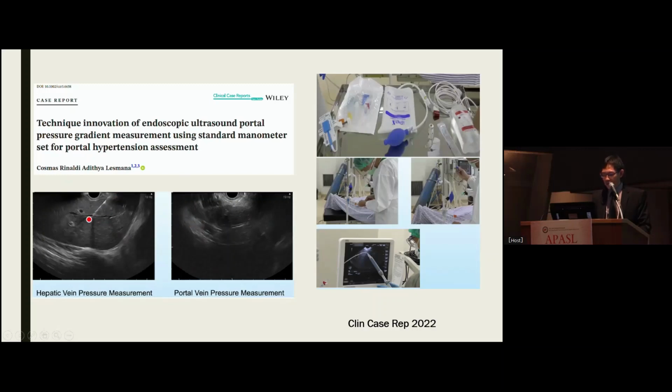You can see here that we puncture the portal vein as well as the hepatic vein. And then we flush with heparin and connect the catheter to the standard manometer, with the pressure set here.